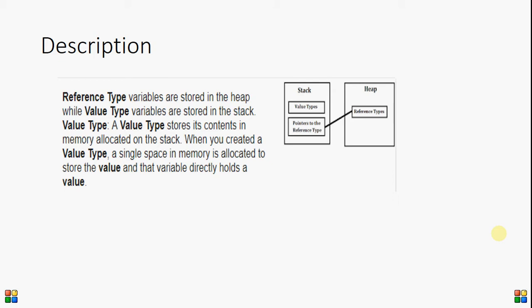Whenever we are talking about the reference type, it's always stored in the heap. Whenever we are creating a class, that's a reference type, and whenever we are creating a struct or enum, that's a value type. Let's see the code, and I will explain in detail.